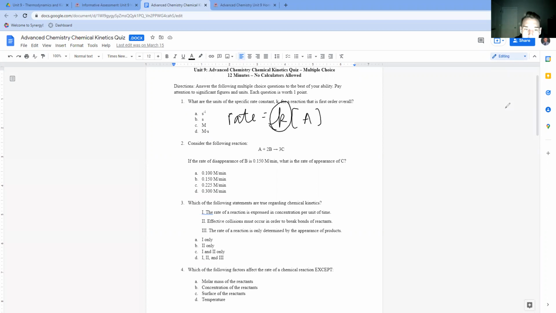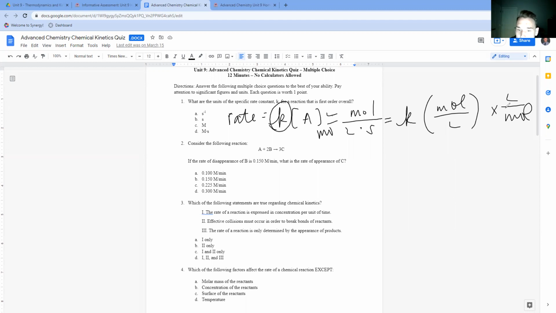So rate is always going to be a change in concentration, which is moles per liter by time. And in this case, the time I'm given is seconds, is equal to k times the concentration of A, which would end up being moles per liter. To get k by itself, I'm going to multiply both sides by liters over moles. The liters cancel, the moles cancel, and you're left with 1 over seconds. Okay, so that's what that's going to be.